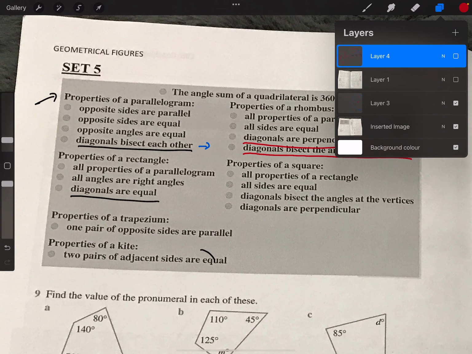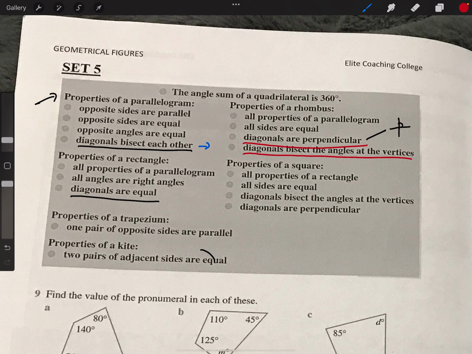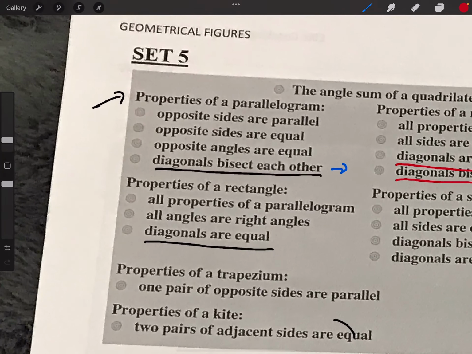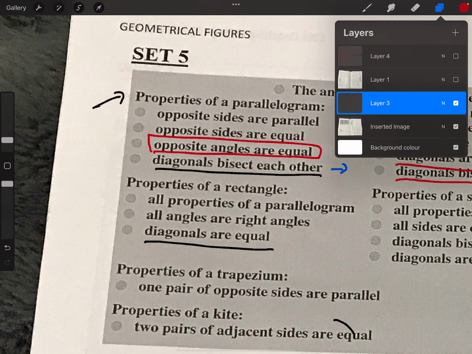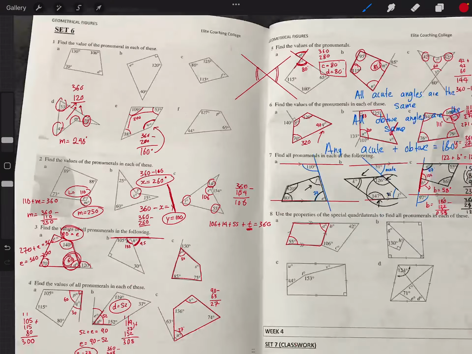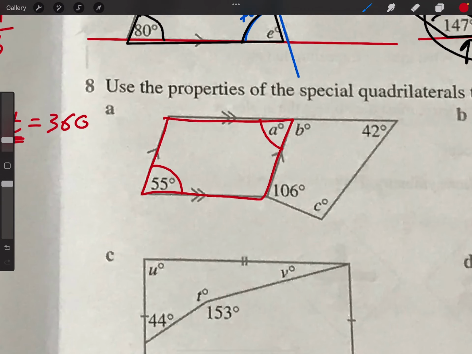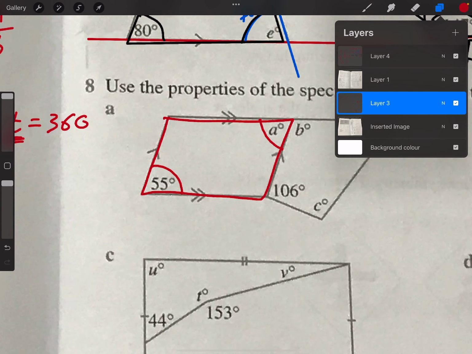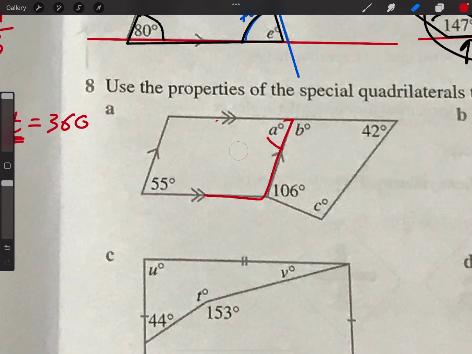Well, we know that opposite angles are equal. Alright, let's go back to this one here. Oh, wrong side. So here's a parallelogram. Opposite angles are equal. This is an opposite angle and this is an opposite angle, which means they're equal. So this must be 55 degrees. Okay. Now if that's 55, what's this one?